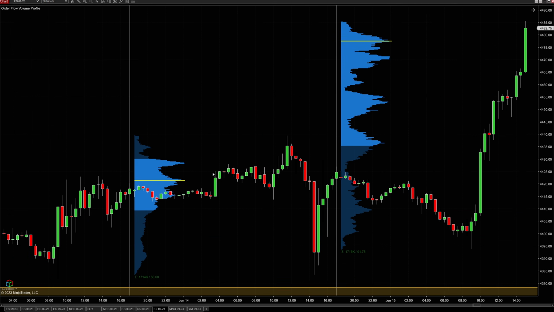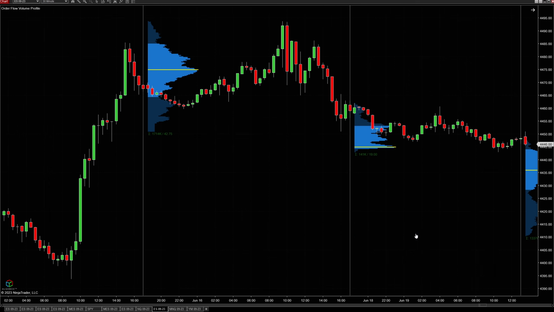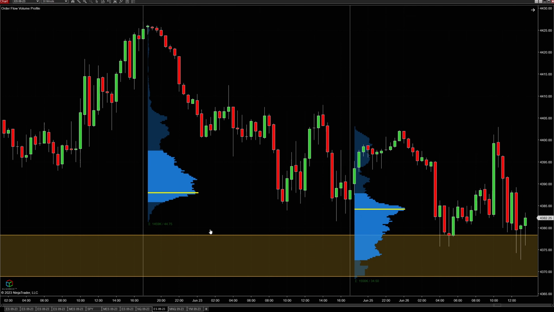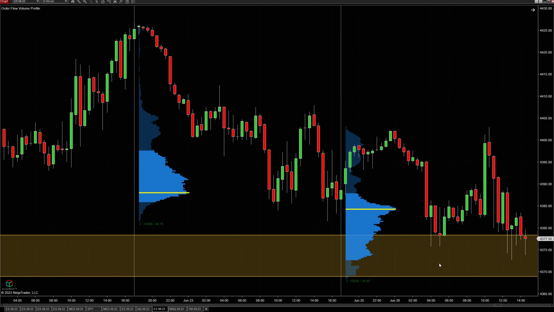And as we scroll this chart, we can see we have not come back and visited that level all the way until over here on June 26th. So again, miles and miles away before that level was ever revisited.